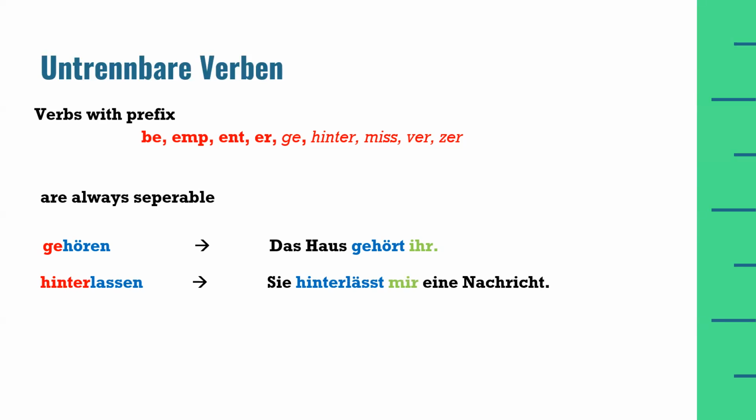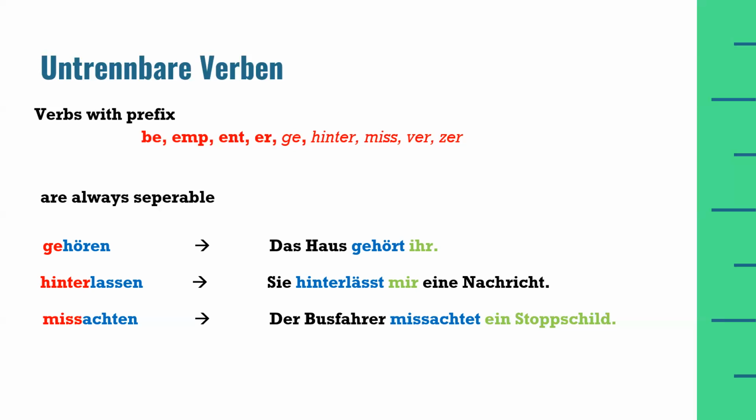Hinterlassen. Hinterlassen means to leave. Sie hinterlässt mir eine Nachricht. She leaves a message for me. Now, hinterlassen is again a dative verb, therefore mir will be used for me, and this prefix hinter is not separable when it is used with the verb. So, hinterlassen will be conjugated according to the subject and it will be placed at the second position of the sentence.